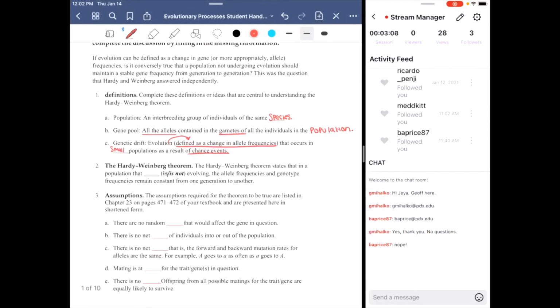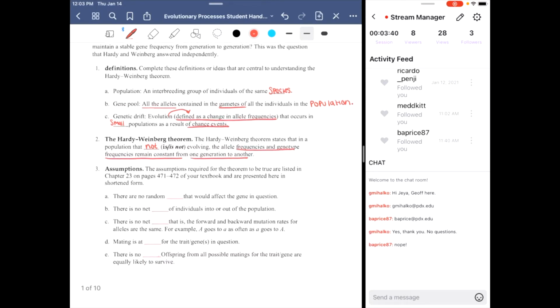So we're looking at the Hardy-Weinberg theorem, and it states that a population is not evolving, which means that the allele frequencies and genotypes remain constant from one generation to another. So if a population is not evolving, we can be sure that the allele frequencies and the genotype frequencies remain the same from one generation to another. And that is what the Hardy-Weinberg theorem tells us.